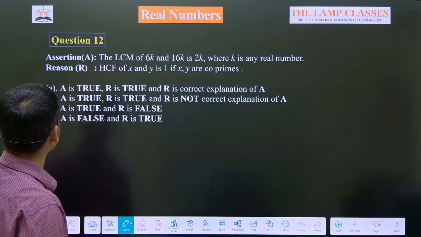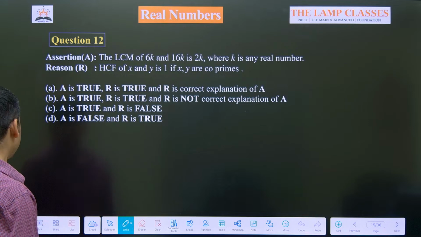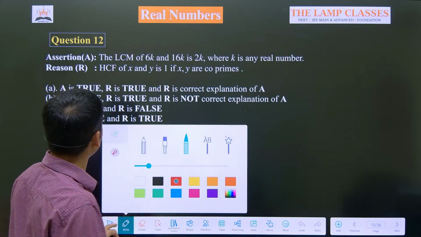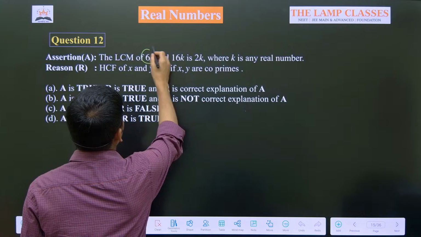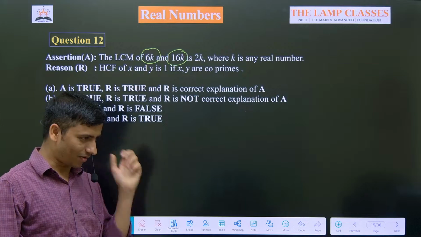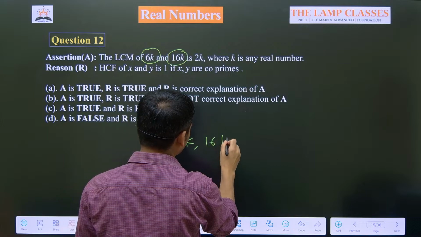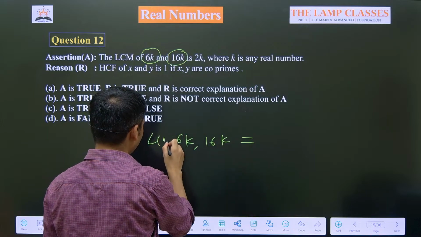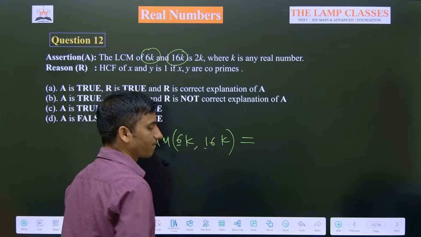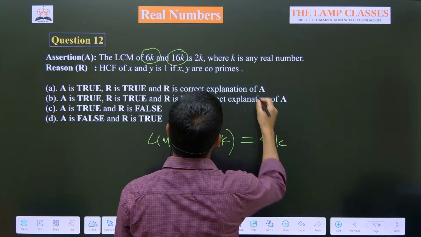Read the question properly and then choose the right option. Okay. So they are asking you to find the LCM, right? LCM of 6K and 12K. This is very straightforward, right? LCM of 6K and 16K has to be, can you guys tell me? LCM of 6K and 16K. So we can take the LCM of 6 and 16. That has to be 48, right? So it has to be 48K, but they had given K.